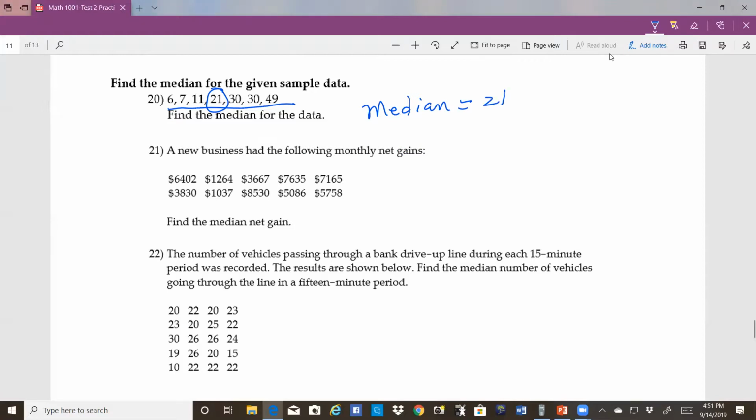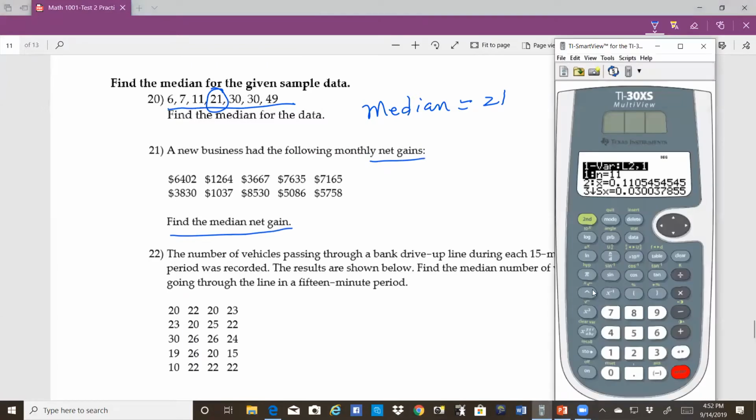Now, number 21, a new business has had the following monthly net gains, and we want to find out what the median net gain was. What I want to do is urge you to put this in your calculator rather than trying to sort all these out in order. So we're going to bring up the calculator, and I'm going to go to data. I'm going to put this in L3.